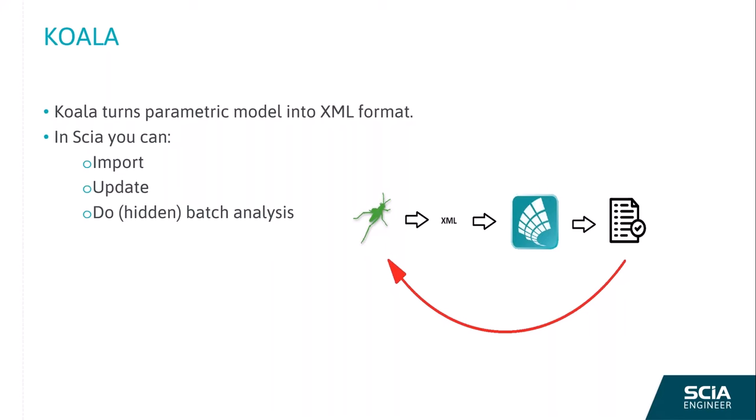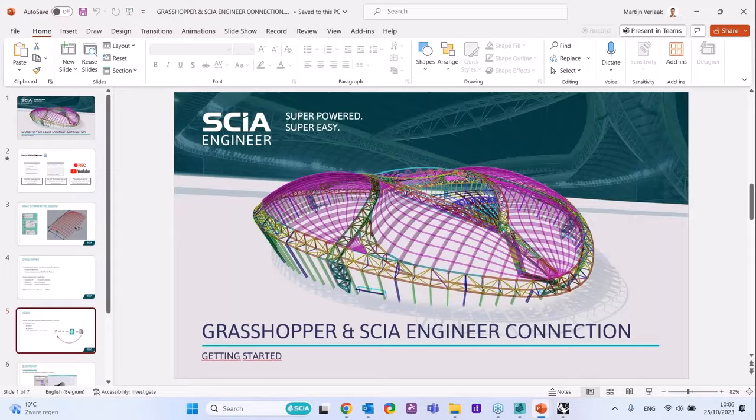So that was a little bit of a brief introduction on how it works and why we do it. But I suggest we just go and look at it, how it works in Grasshopper and SCIA. So let's do that right away.